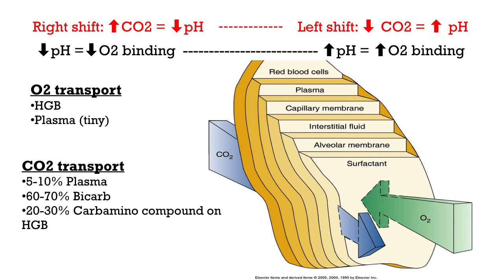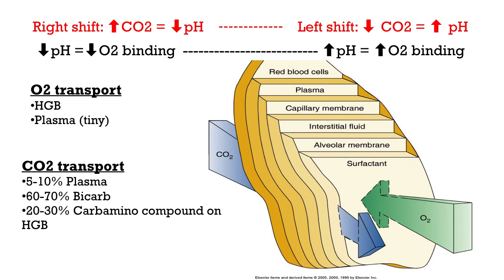Carbon dioxide, about 5 to 10% of it is just free floating in the plasma, which is part of why it really does affect our pH. And then 60 to 70% of it is actually bound into bicarbonate. So our body says essentially it can tolerate a certain amount of carbon dioxide floating around, but when the carbon dioxide levels start to rise, then it's going to start converting it into bicarbonate for transport so that we don't affect our pH levels too much.